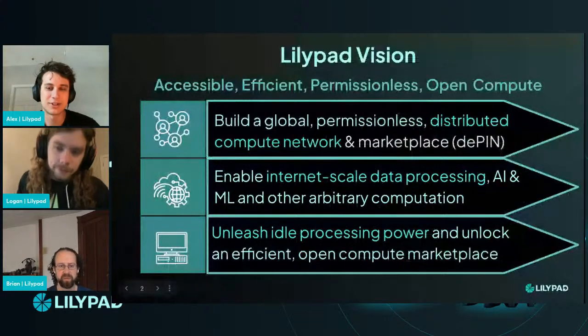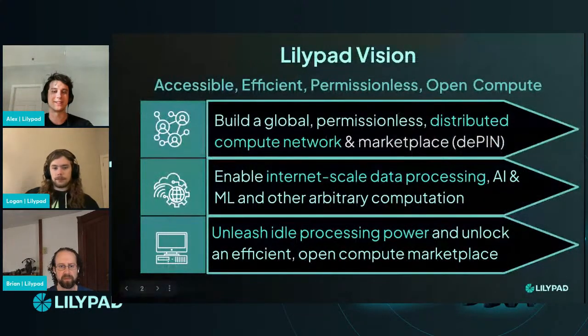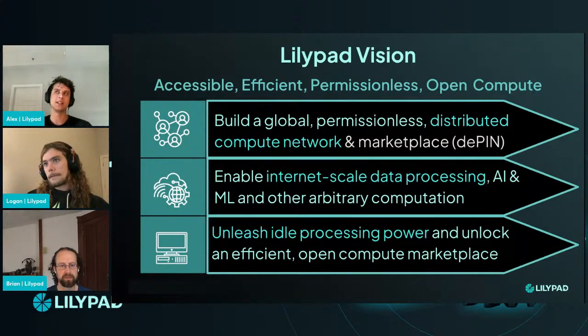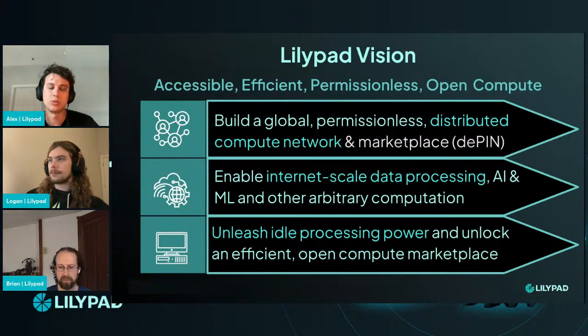So, as always, we start out with a little bit of what is Lilypad. The vision for Lilypad is to build an accessible, efficient, permissionless open compute network. The idea here is we're building a global compute network and a marketplace that developers and businesses can use to not only run arbitrary programs but run AI programs.